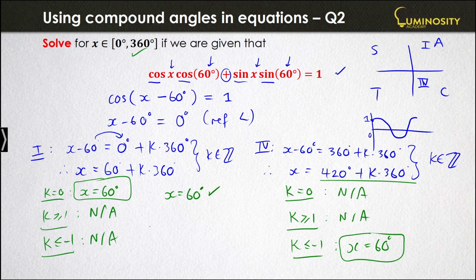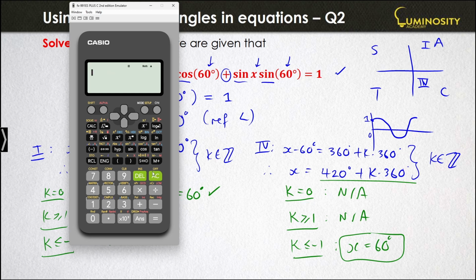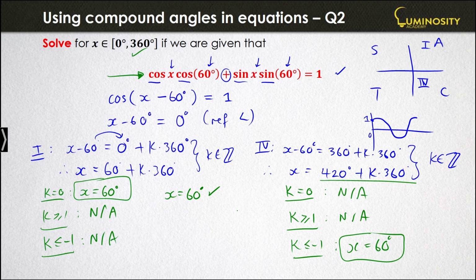We can check by plugging it into the original equation. So let's go ahead and do that, just to verify to ourselves. If I do cos of 60 times cos 60 plus sine of 60 times sine of 60, and I push equal, that gives me 1. So x equals 60 degrees is the only applicable solution in that given restricted domain. If the domain was any larger, then we could have tested for other values that would have been applicable.